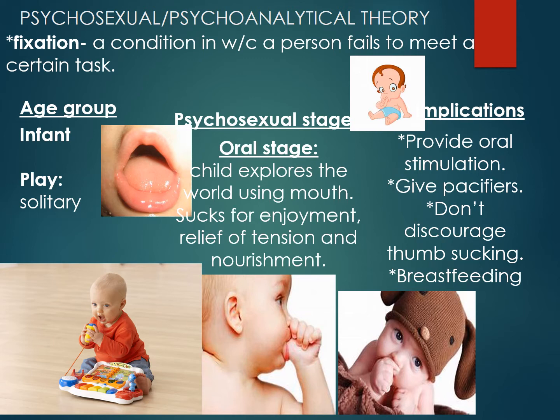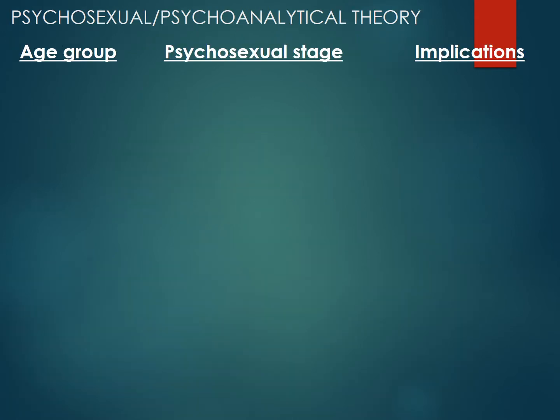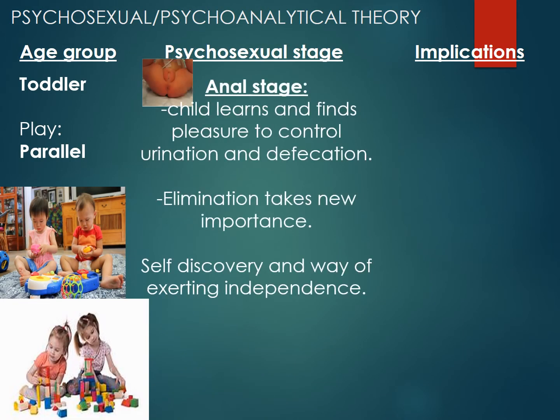Now, pag tumanda po yung bata, yung libido will now go to another body part. So for toddlerhood po, it is the anal stage, or the libido is centered on the anus of an individual. So the child will now learn to find pleasure to control his or her urination and defecation. So sabi ng bata dito, Nay, ang sarap pala ng feeling pag nakokontrol ko na yung aking pag-ihi at pagdumi. So ibig sabihin, there is sexual gratification that the child experiences during the toddlerhood when he is still in his anal stage. Always remember that during this stage, elimination takes new importance.